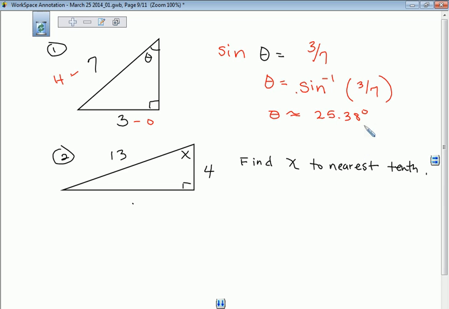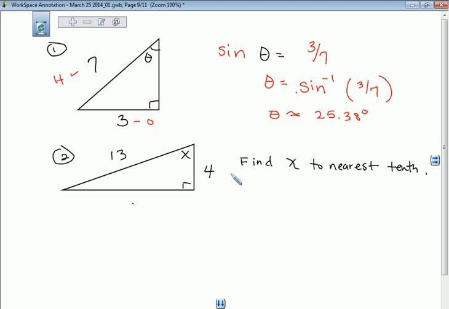I don't really care if you're using the phones. I really like the calculators a lot better because you punch it in just the way it looks here. You do inverse sine of 3/7. Inverse sine can also be called arc sine, depending on the book. Arc sine is the inverse sine.